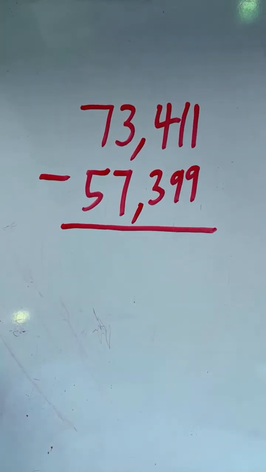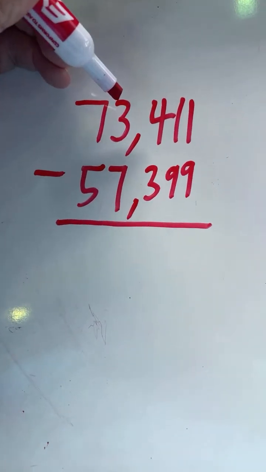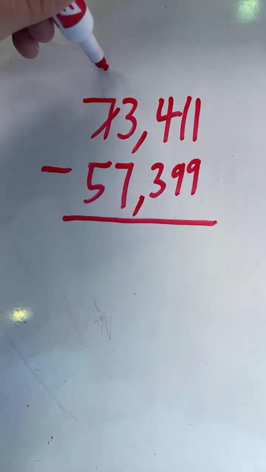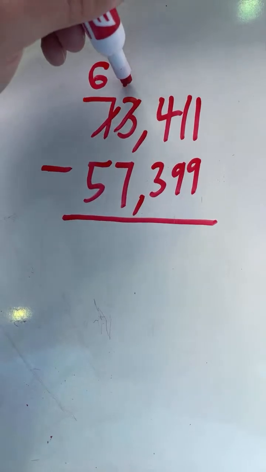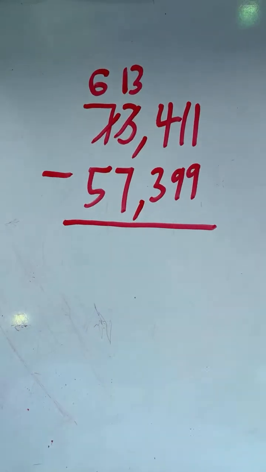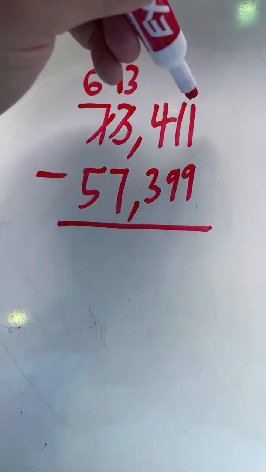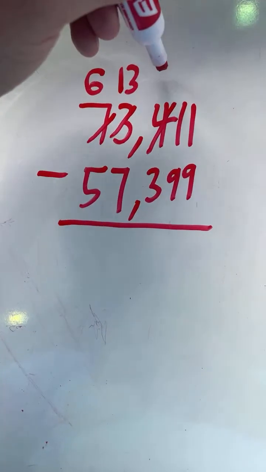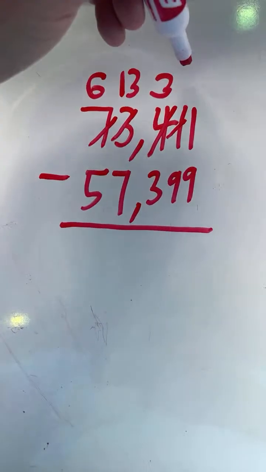So you can't start with 3 and take away 7, so we're taking a 10 from the 10,000s place. So the 7 is going to become a 6, the 3 is going to become a 13. Hundreds place is fine, but in the tens place you can't start with 1 and take away 9. So the 4 is going to become a 3, the 1 is going to become an 11.